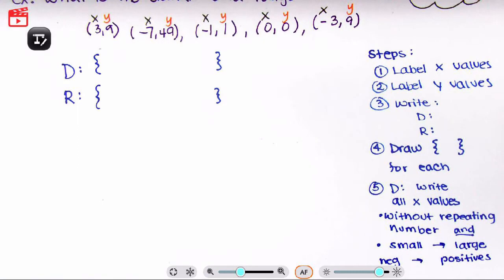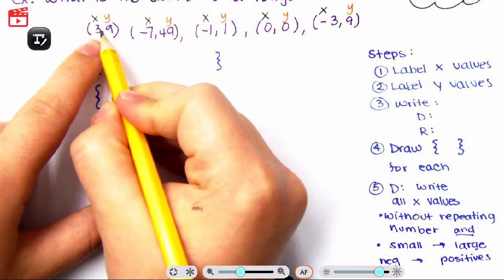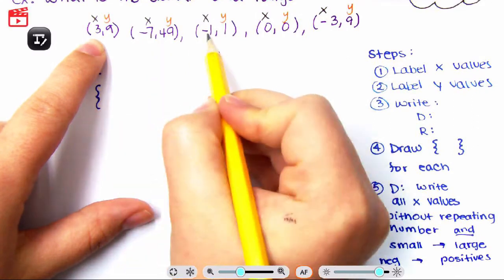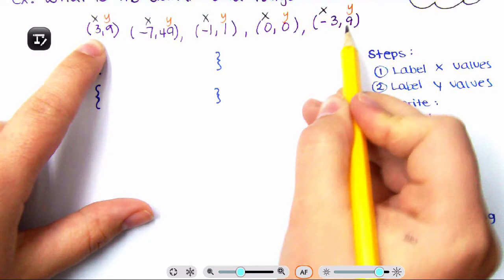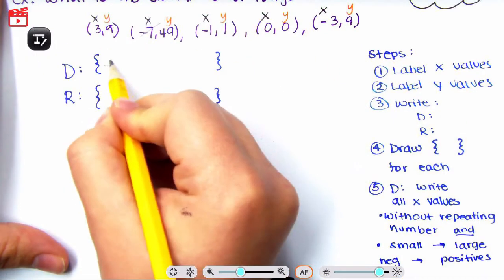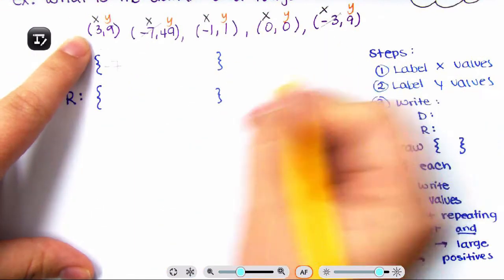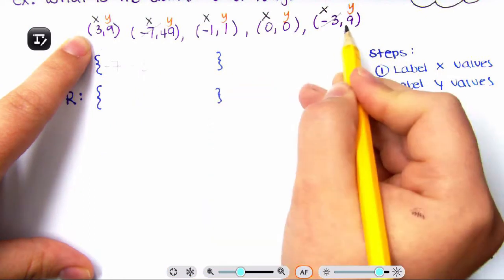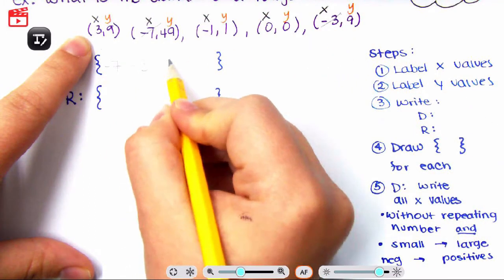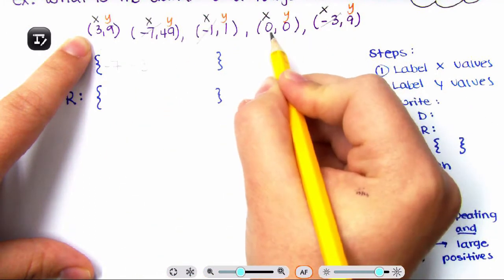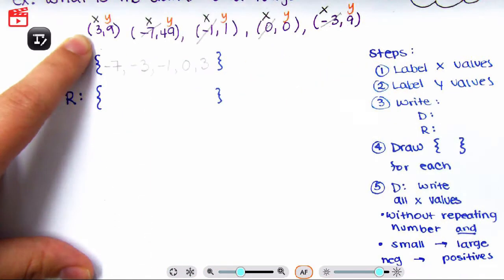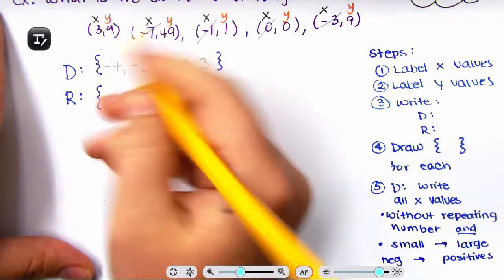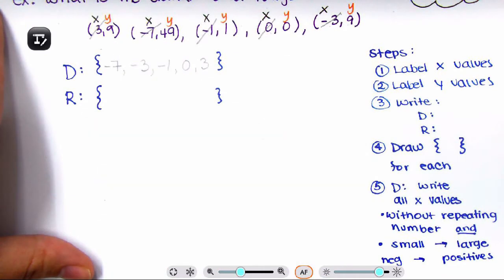Okay, so how would that look? I'm going to use pencil. I have a 3, a -7, a -1, a 0, and -3. So which one's the smallest number? -7 is the smallest. Then I have -3. Then I have -1. Then I have 0. Then I have 3. And I kind of cross them out as I go so I can keep track.